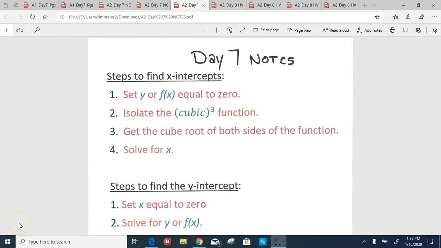Hey guys, welcome back. It's Mr. Morales, and today we are going to be learning how to find the x and y intercepts for cubic functions.